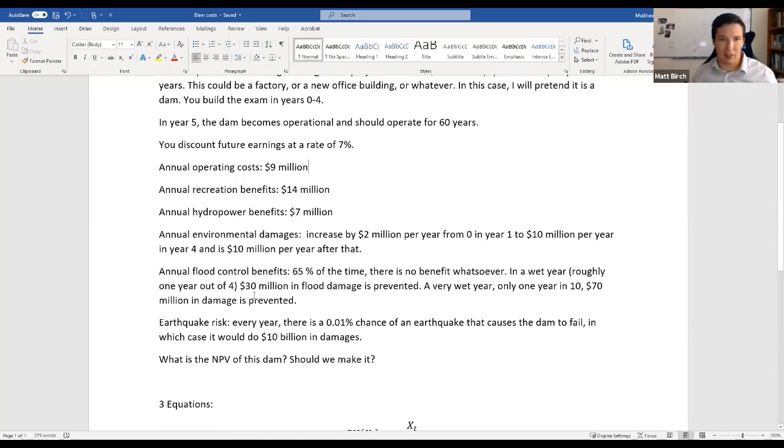And then there are flood control benefits, which 65% of the time there is no benefit because there wouldn't have been a flood. In a wet year, roughly 1 year out of 4, randomly, 30 million of damage is prevented. And in a very wet year, roughly 1 year out of 10, 70 million of damage is prevented. There's also earthquake risk, where every year there is a 0.01% chance that an earthquake causes the dam to fail, in which case it would do 10 billion in damages. So what is the net present value of this dam, and should I make it?